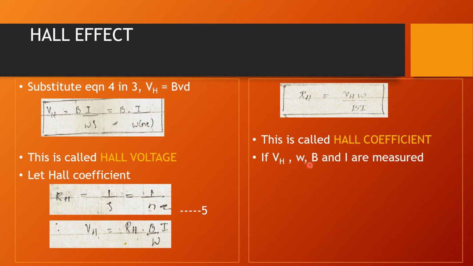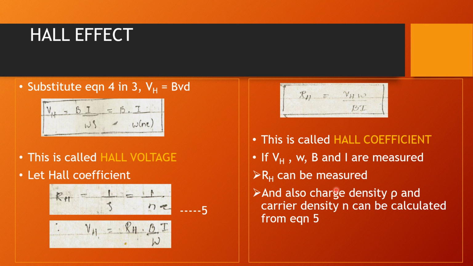If V_H, w, B and I are measured, R_H can be measured. And also the charge density rho and the carrier density N can be calculated from equation 5. That is, if you know R_H, you can find rho and N from equation 5.